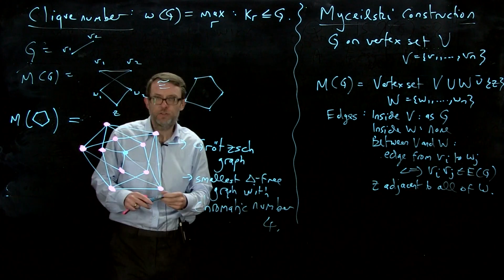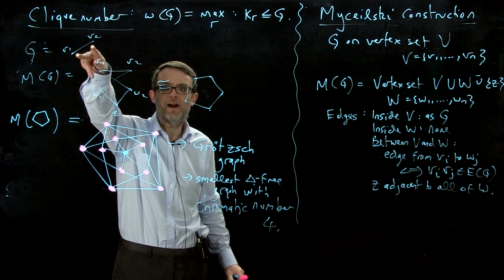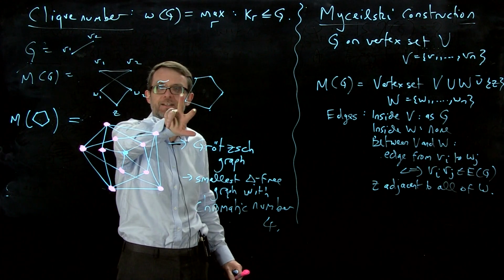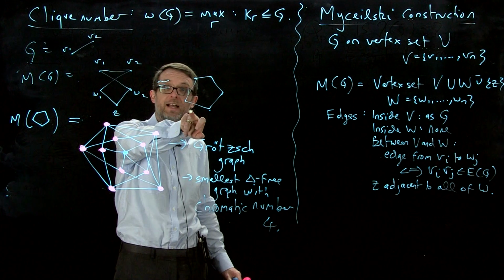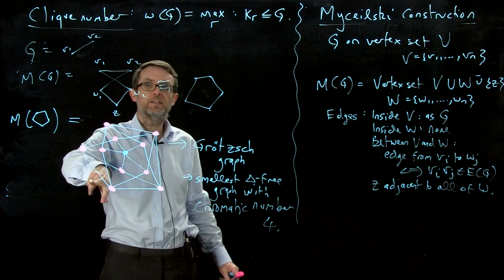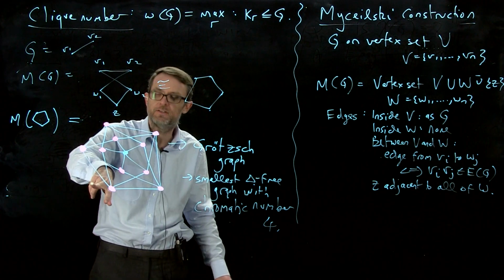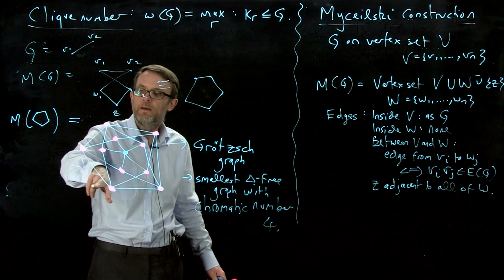So Mycielski's construction starts out very nicely. This is clearly the smallest triangle-free graph with chromatic number 2. Not very hard to convince yourself that this is the smallest triangle-free graph with chromatic number 3. Much less easy to convince yourself, but it has been done just by looking at all graphs on 11 vertices or fewer. There aren't that many of them for a computer.